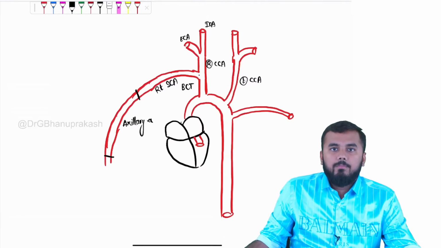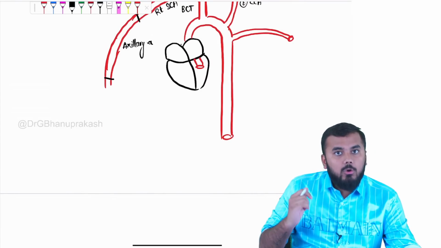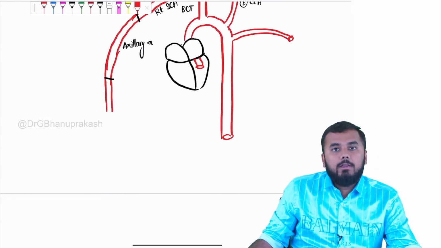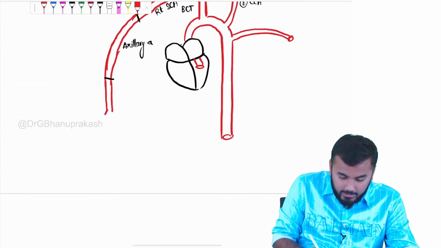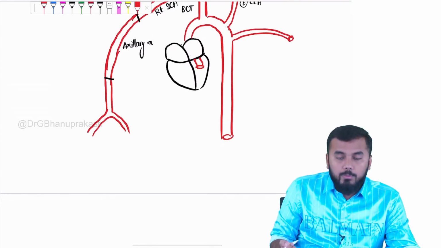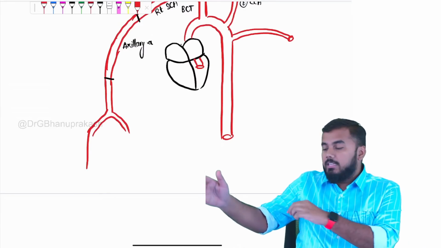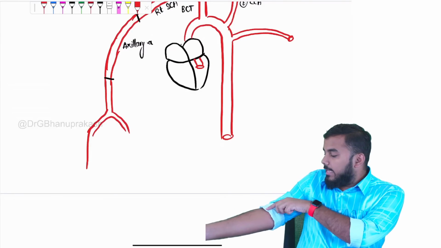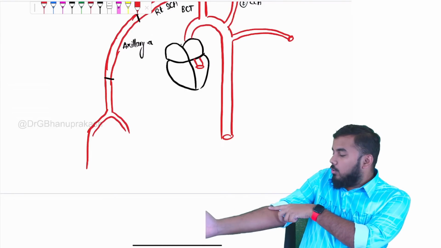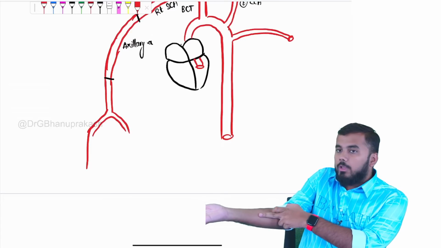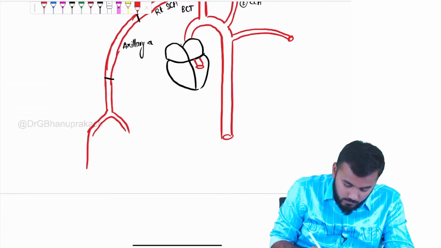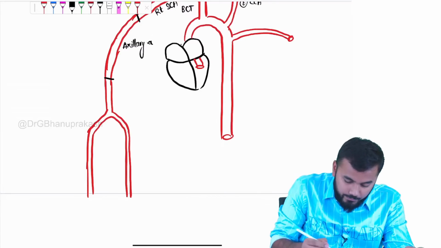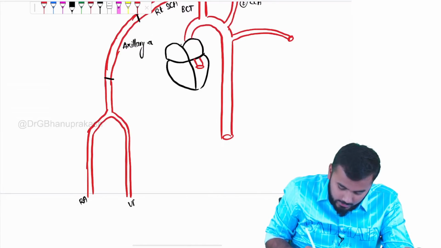Axillary artery will continue down as the brachial artery. And brachial artery will in turn divide into two branches. What are these two branches? One going on the right side is called radial artery. One going on the left side is called ulnar artery. So radial artery and ulnar artery.